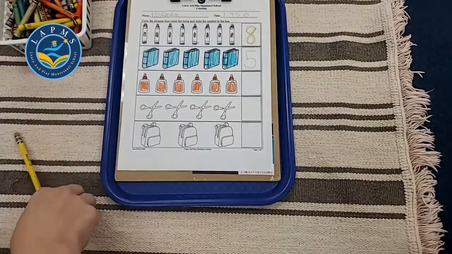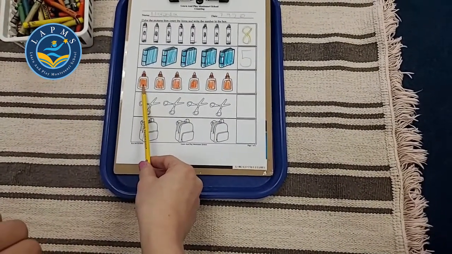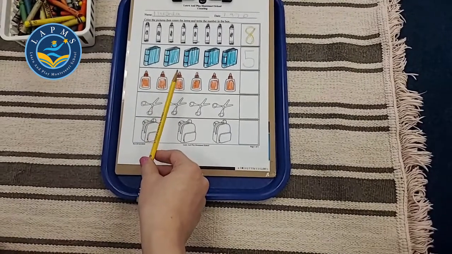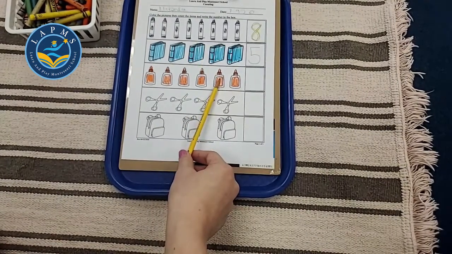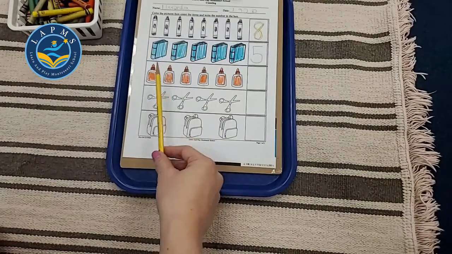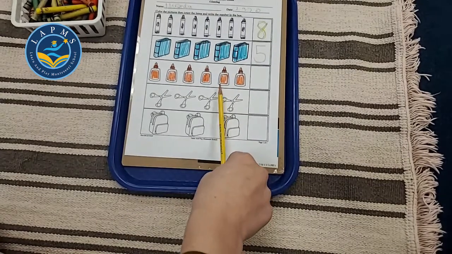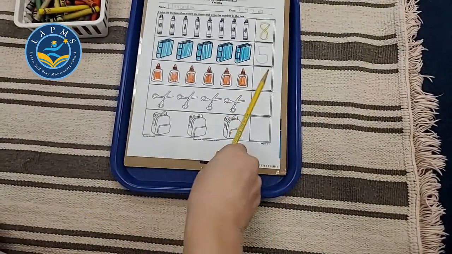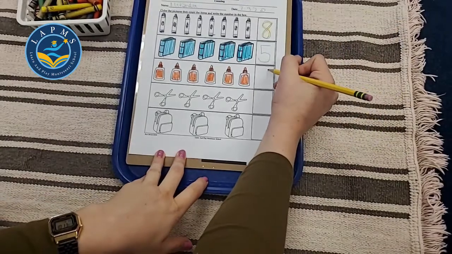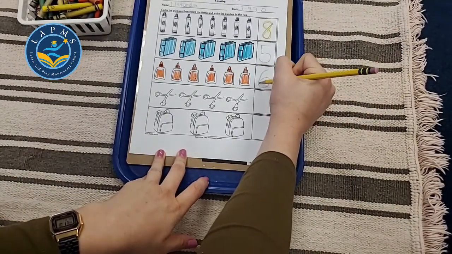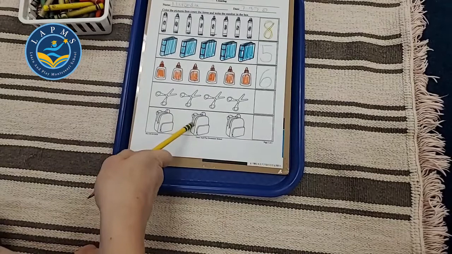Okay, let's count our glue bottles here. You ready with me? 1, 2, 3, 4, 5, 6. What number are we writing in this box here? A 6. That's right. Let's write our 6 in there. Awesome. Let's do one more, and then you try this one all by yourself.